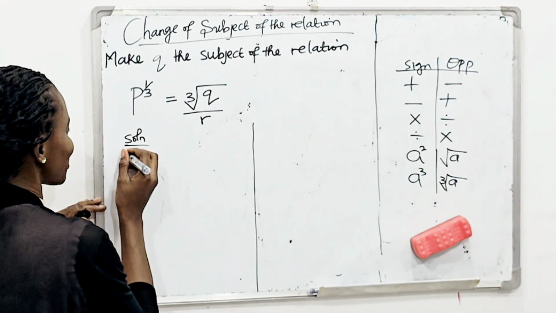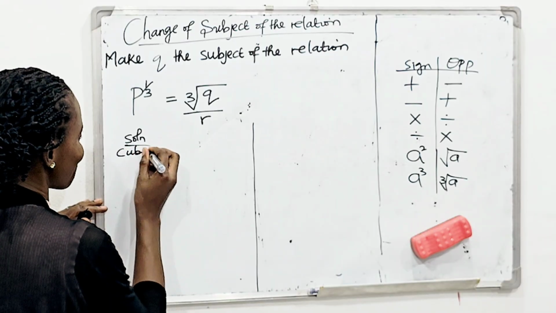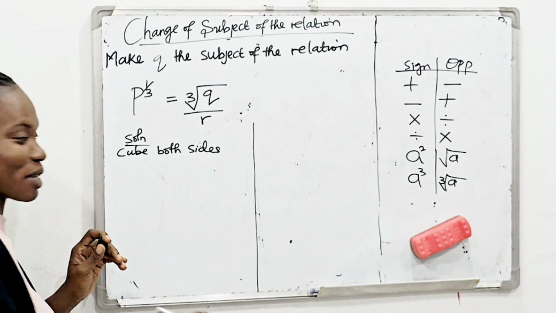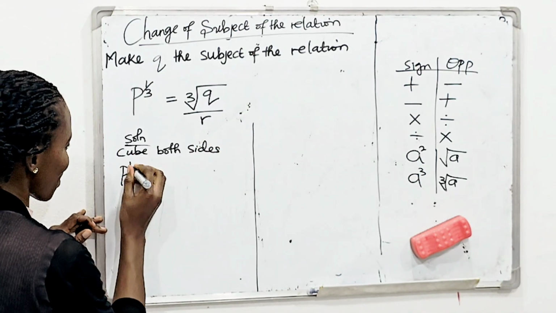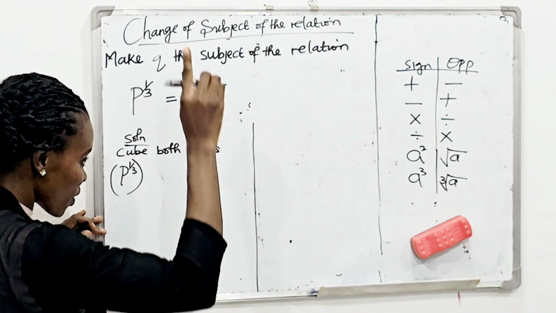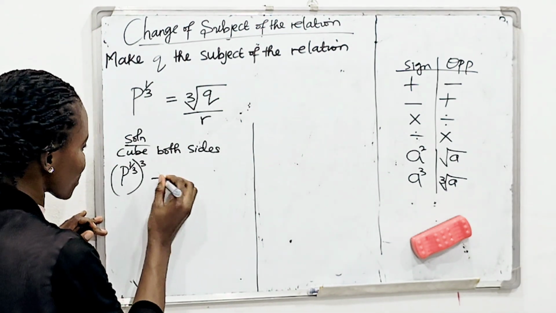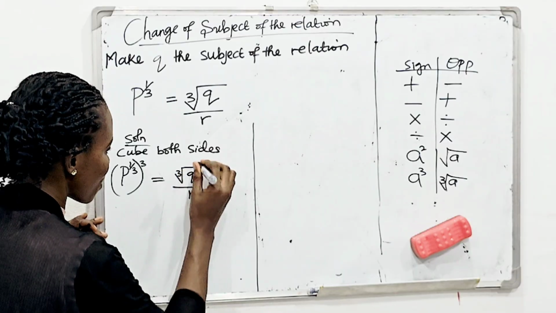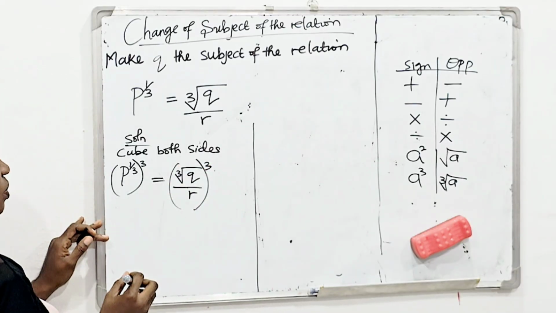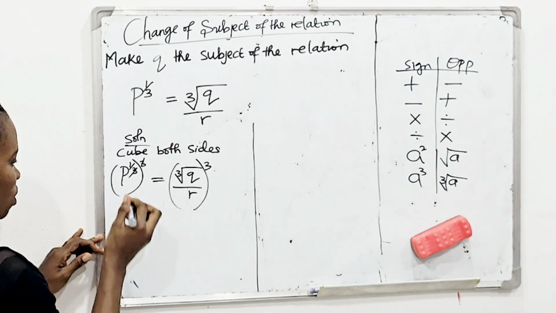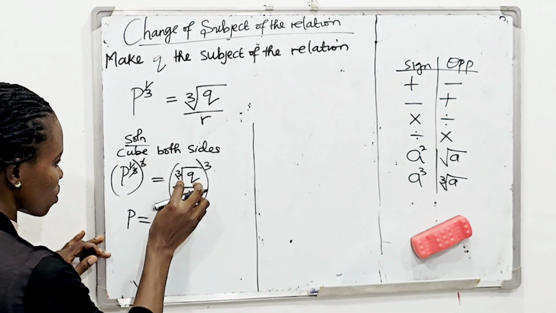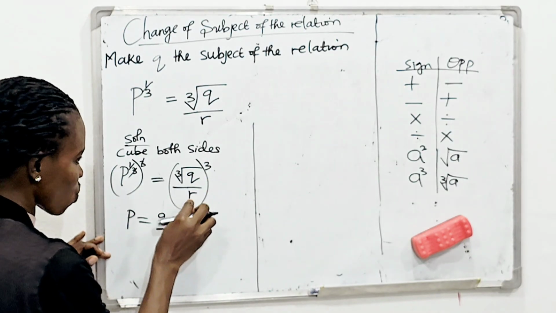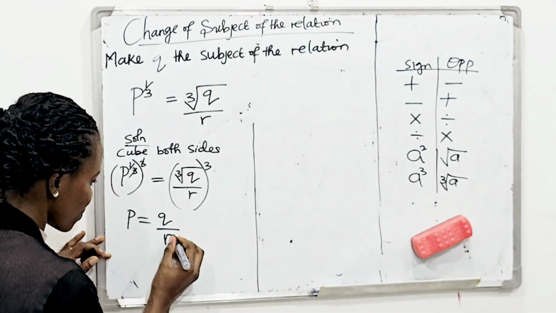Okay? Cube both sides. If that English is correct, but at least you understand what I'm talking about. So let's do that. P raised to power 1 over 3, raised to power 3, is equal to cube root of Q over R, raised to power 3. Alright. So this will knock off this. I have P is equal to this. I have only Q over R raised to power 3.